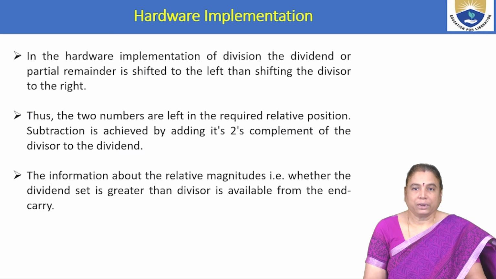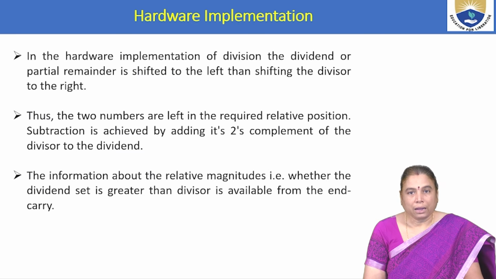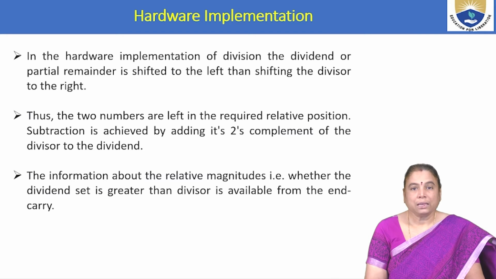What is the electronic circuitry that can help the division process? In the hardware implementation of division, the dividend or partial remainder is shifted to the left, rather than shifting the divisor to the right. Thus, the two numbers are left in the required relative position. Subtraction is achieved by adding the 2's complement of the divisor to the dividend. So subtraction can be performed with the help of 2's complement addition. The information about relative magnitudes, whether the dividend is greater than the divisor, is available from the end carry.